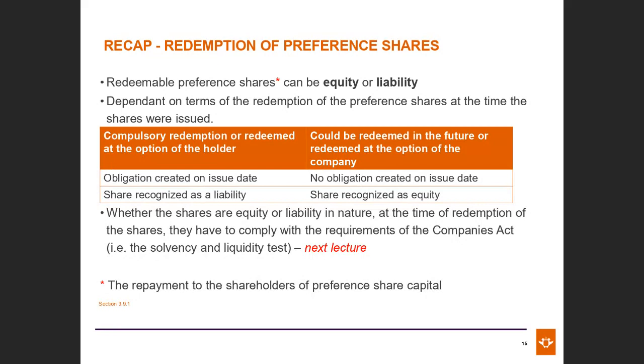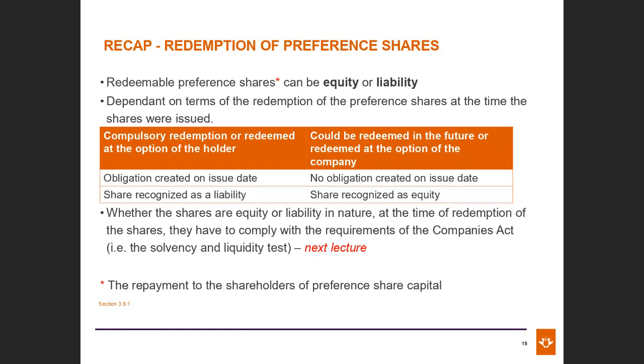Okay, so if we have a redeemable preference share, it is compulsorily redeemable, or it is redeemed at the option of the holder, an obligation is created when this preference share was issued. Therefore, this share is going to be recognized as a liability, okay, because there is an obligation.